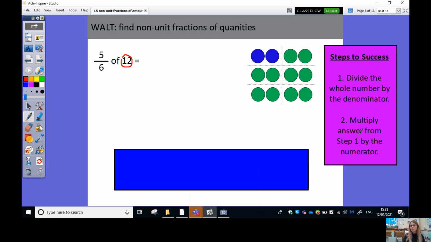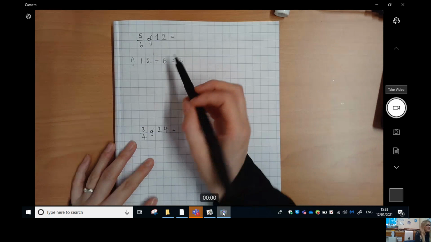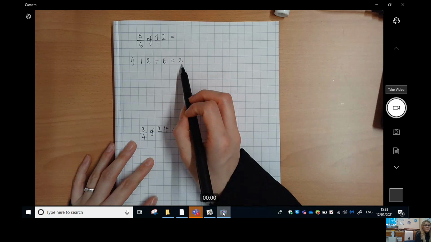So step 2 is to multiply the answer from step 1 by the numerator. Multiply the answer by the numerator. So my answer was 2 and my numerator is 5. So my calculation is going to be 2 times 5. So 2 times 5, I know, equals 10. Okay, so my answer must be 10. So 5/6 of 12 equals 10.